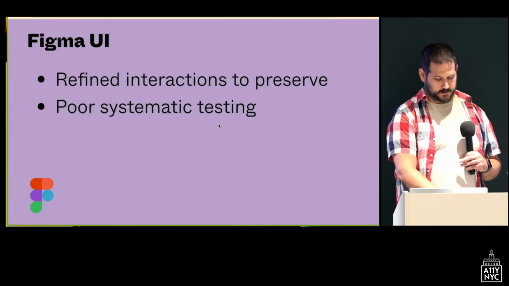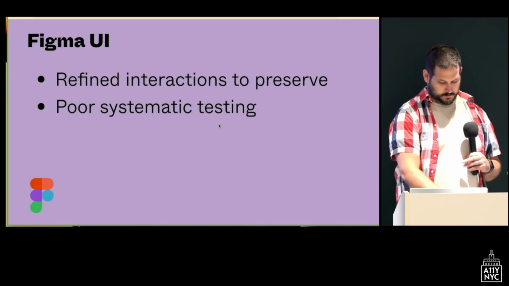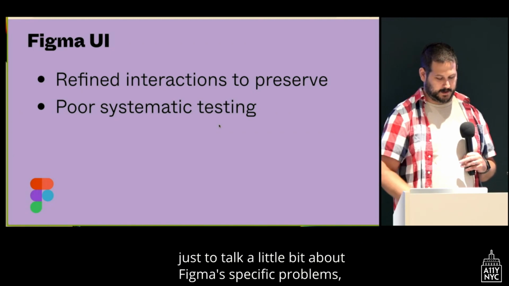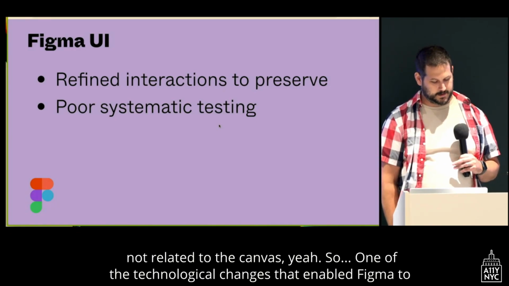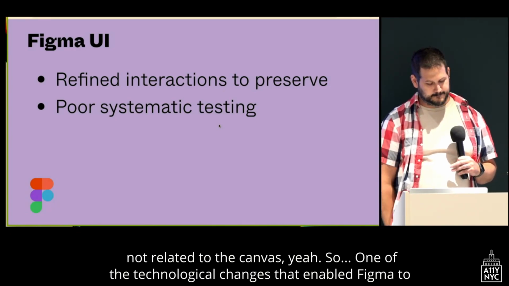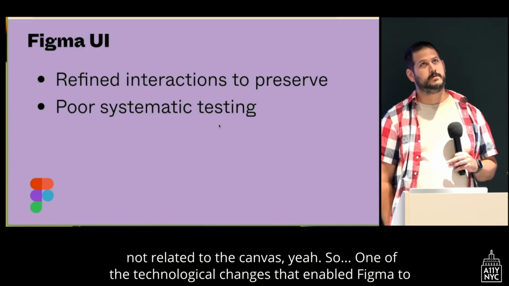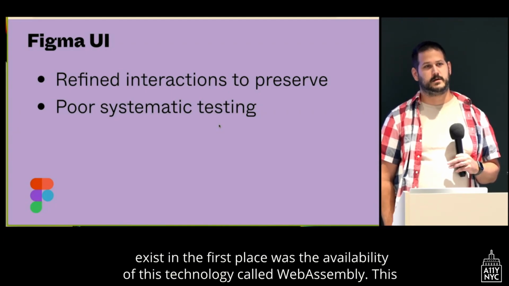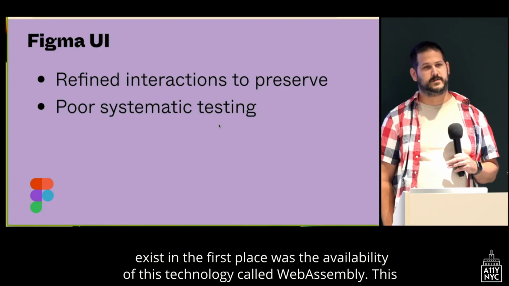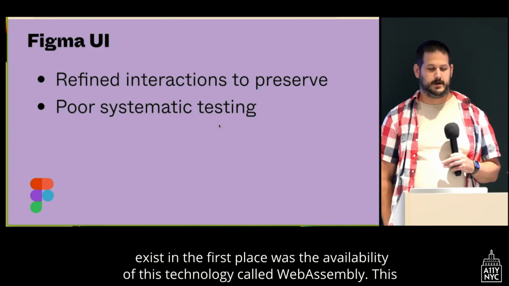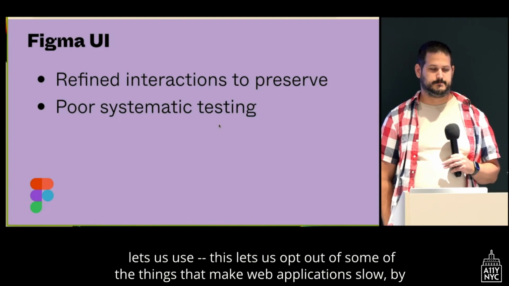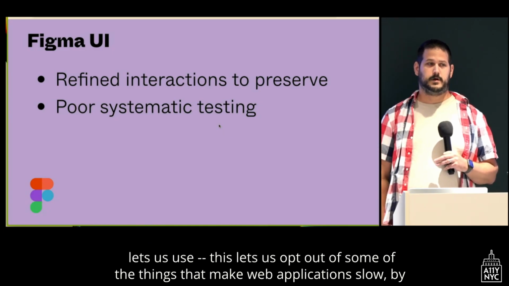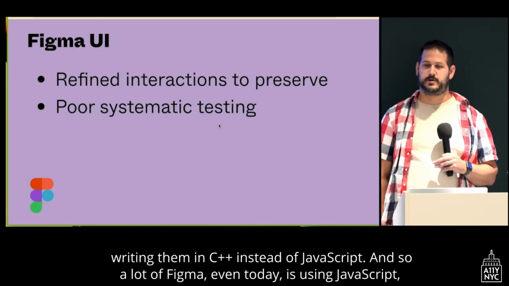Just to talk a little bit about Figma's specific problems, not related to the canvas. One of the technological changes that enabled Figma to exist in the first place was the availability of this technology called WebAssembly. This lets us opt out of some of the things that make web applications slow by writing them in C++ instead of JavaScript.